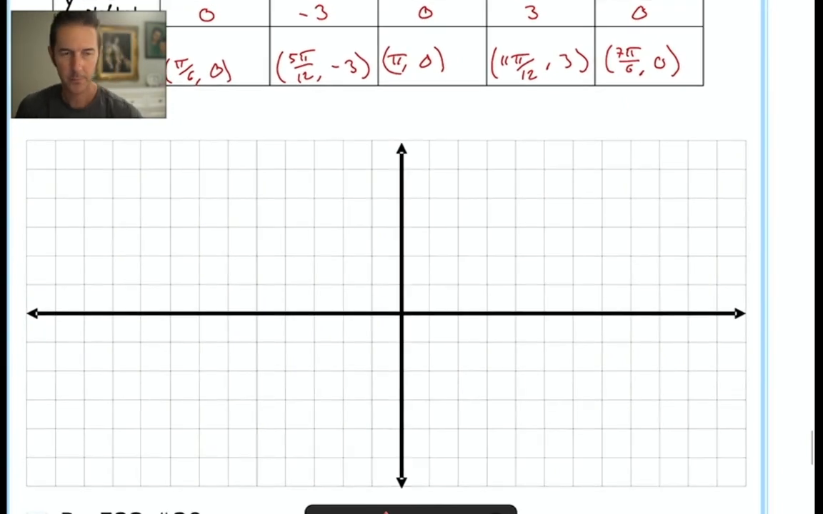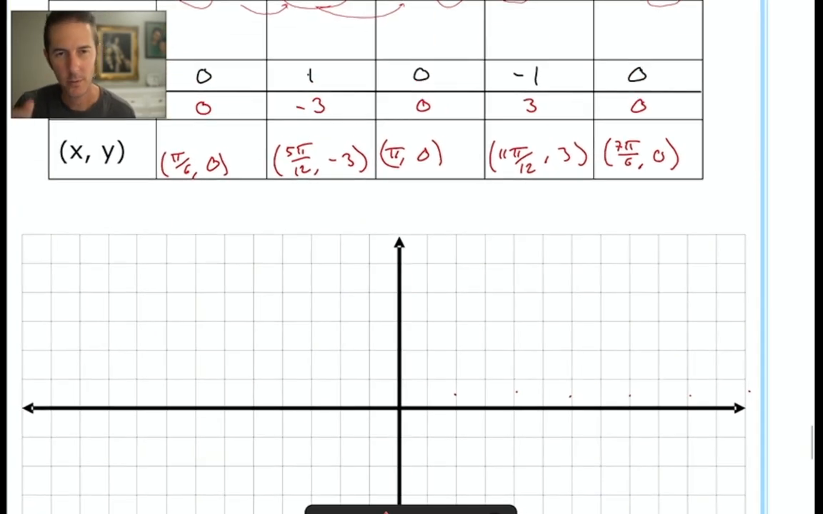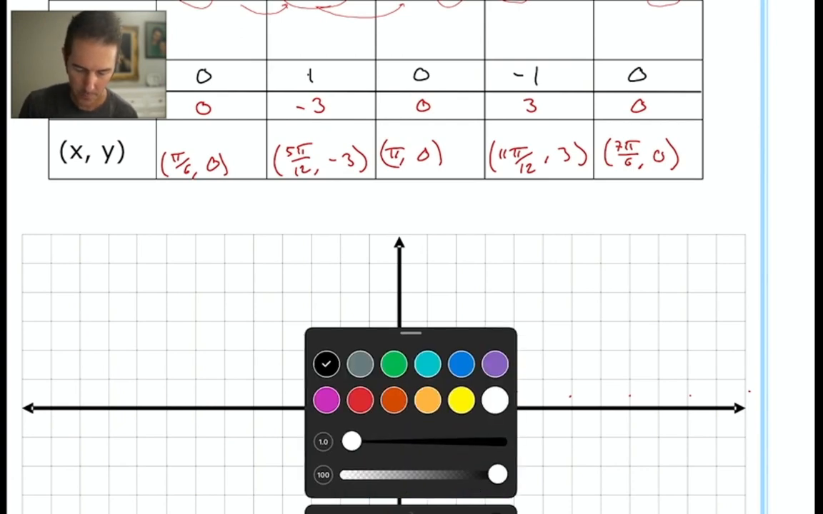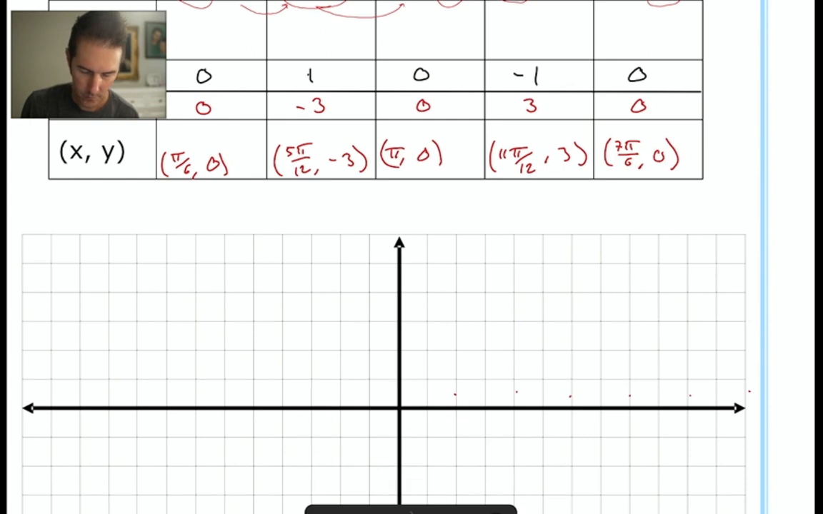How many squares do we have? 2, 4, 6, 8, 10, 12. Nice. 11 pi over 12. Oh, 12's not good enough. We need 14 at the very least. I think we should move our vertical axis again. Let's do that. Let's move it all the way over to here. Let's take it all the way to where we have been.